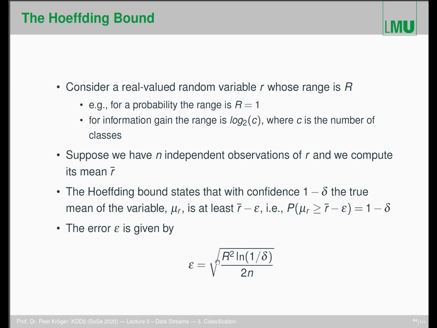So it's the square root of r squared, which is the range, the maximum range of the variable, times the natural logarithm of 1 by delta, and the whole thing divided by 2 times n. The n is the number of observations we look at. So r is fixed, and if we fix the confidence delta and we look at n observations, we can even compute the error we make if we take this mean instead of the real mean. So how does that help?